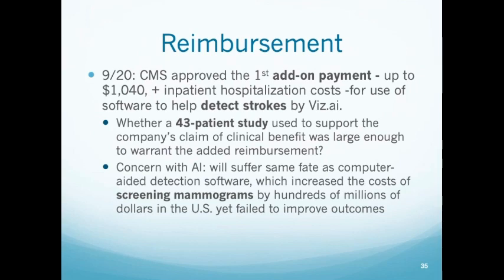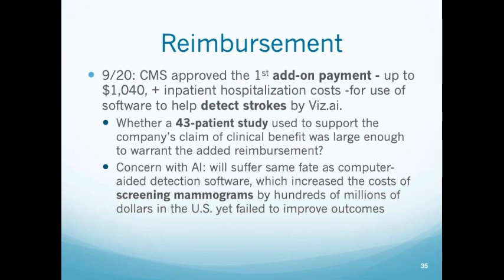hospitalization for stroke management. Now, critics have attacked this decision on the basis that Viz.ai sold this concept to CMS on the basis of a study of only 43 patients. And some would question whether that's adequate documentation to support the utility and cost effectiveness of this approach. Other critics have pointed to the example of screening mammograms. I yield to Dr. Wall on this topic.